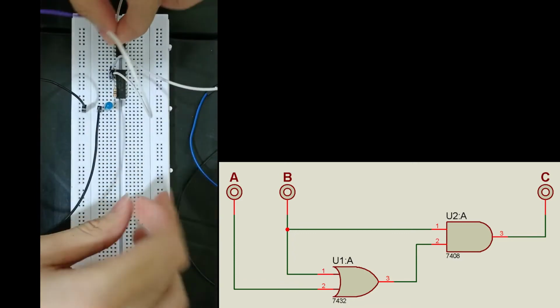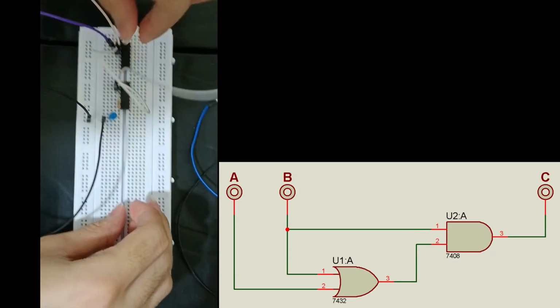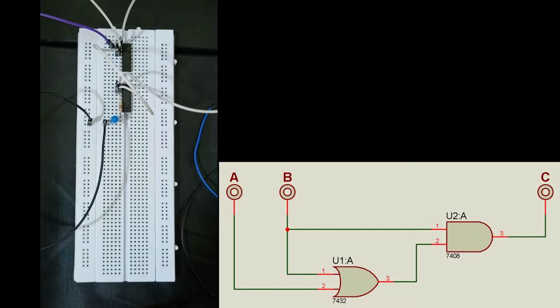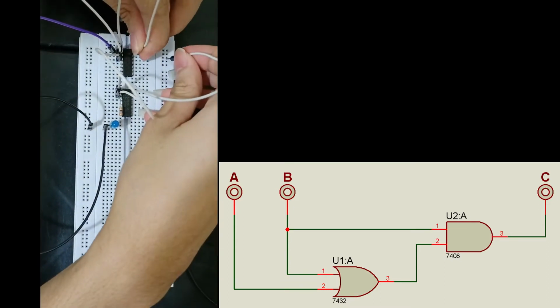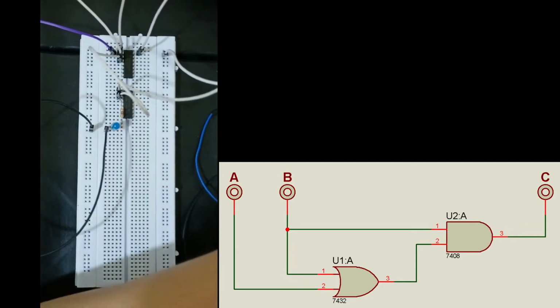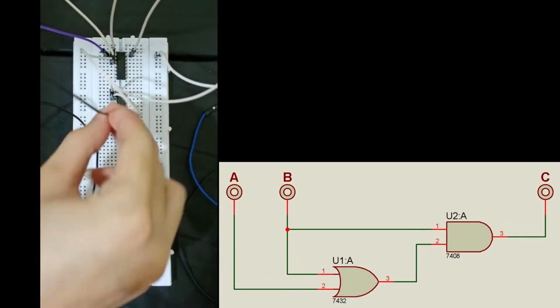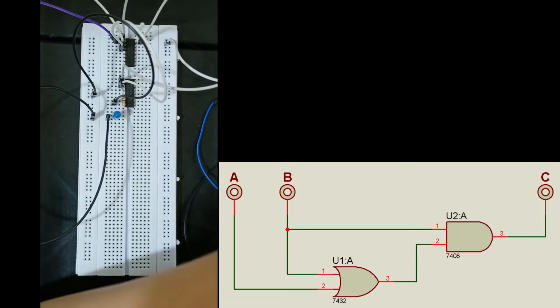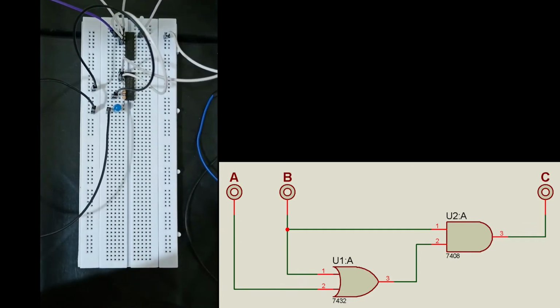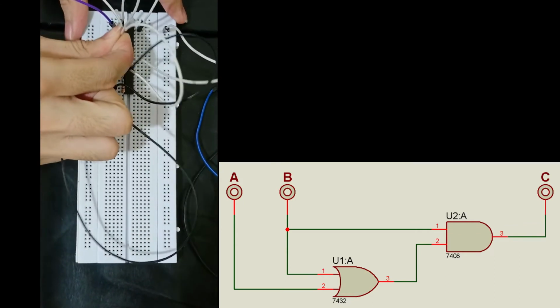Then, the third pin of the OR gate is connected to the second pin of the AND gate. And the VCC to the power supply. The 7 pins of both ICs is connected to the ground.